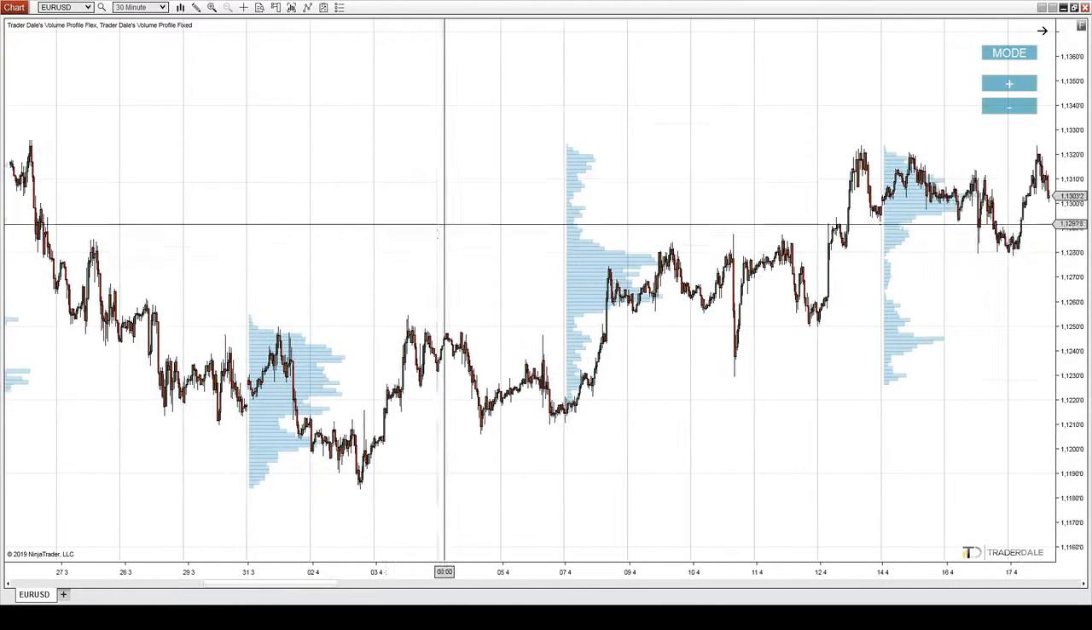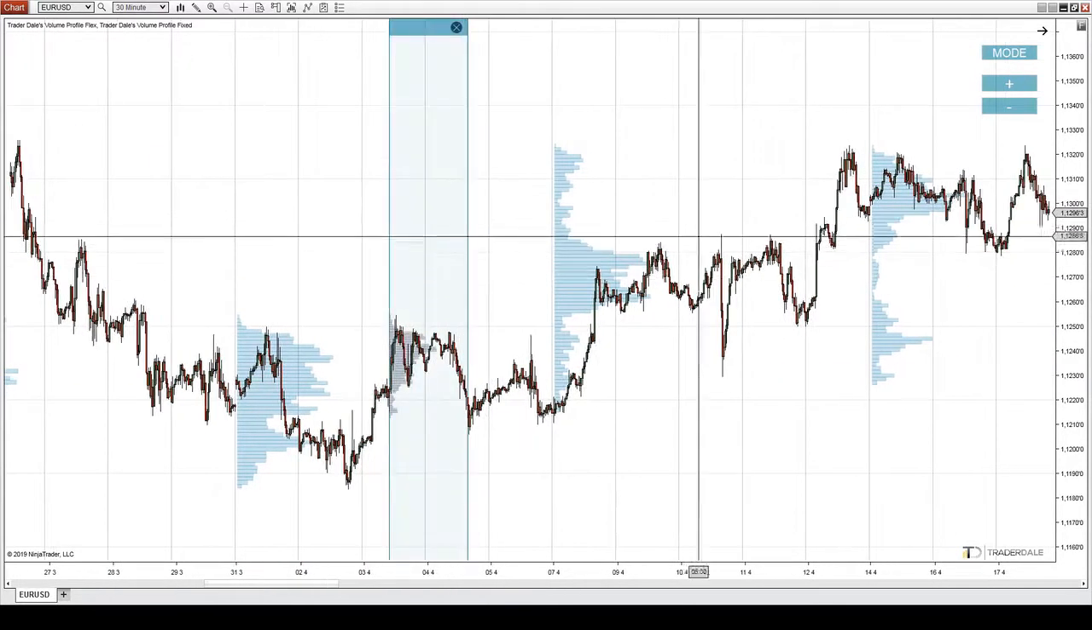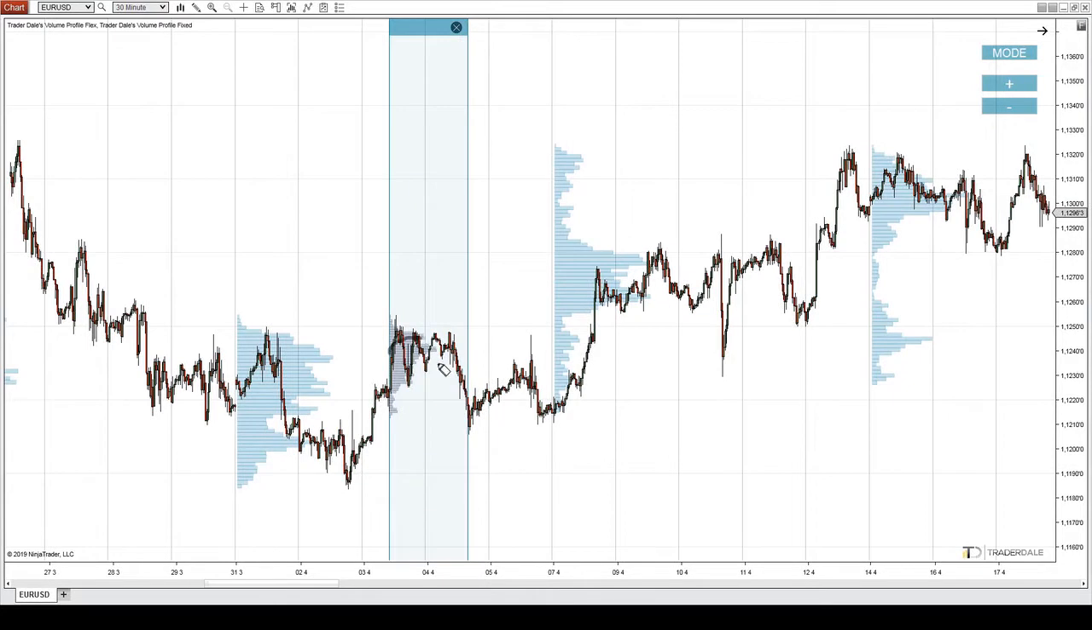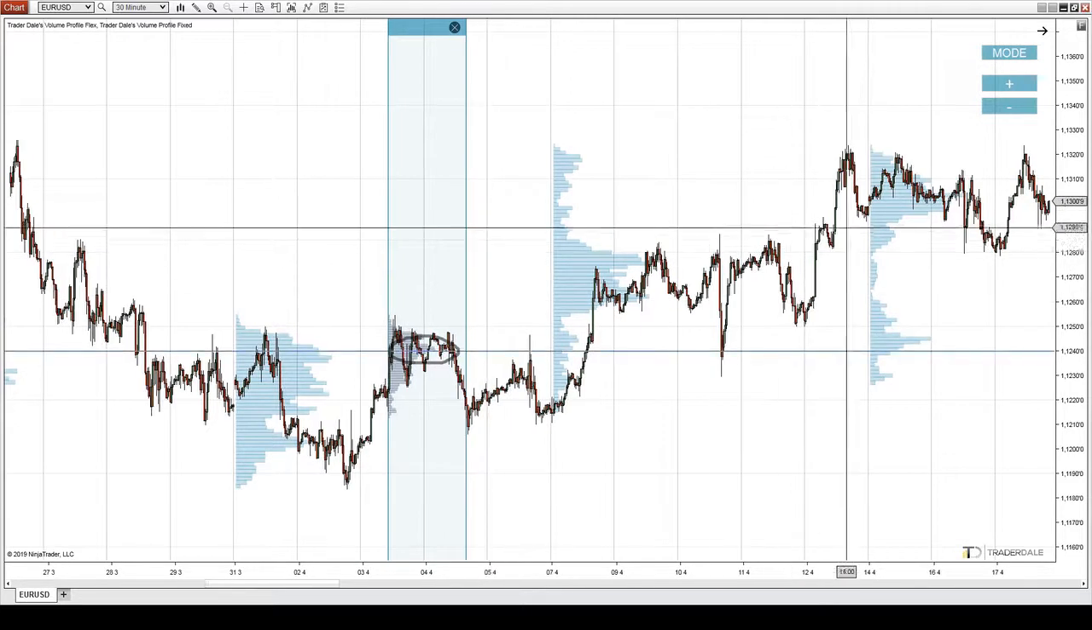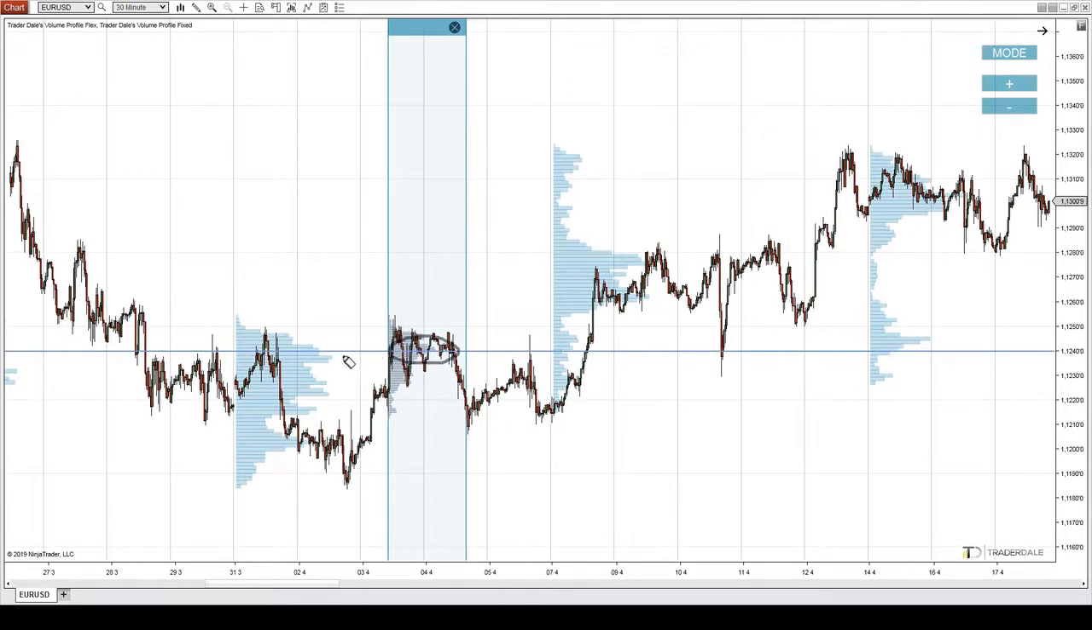So what's next is this rotation in here, and this is the volume accumulation setup. The level it marks is this one. As you can see, a little below it is the point of control of the week. So this is the confirmation of the level from the fixed weekly profile. As you can see, the reaction to the level was a pretty sharp, pretty quick one.